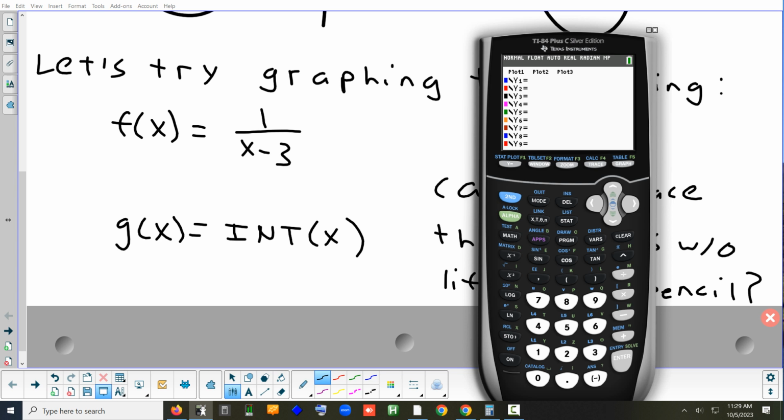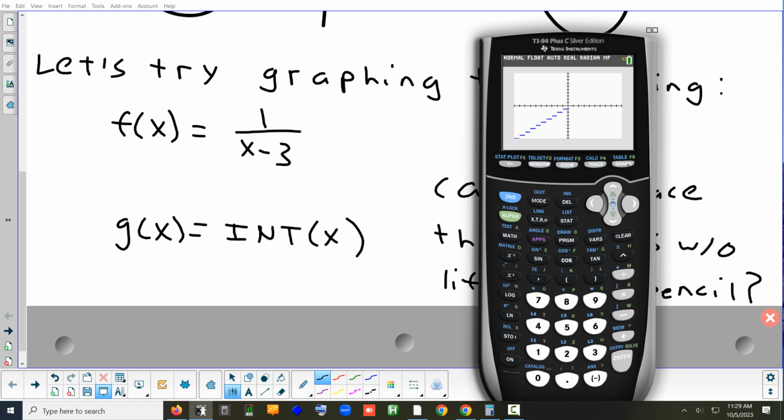Isn't that called flooring? Yeah, exactly. It's like the floor. It's the biggest integer that you can think of, rounded down. Okay, so like 3.8, the biggest integer you can think of would be 3. So if you go to math and you go to number and you go to 5, you can actually graph this. It's not critical you know how to graph it. I just want you to look at it.